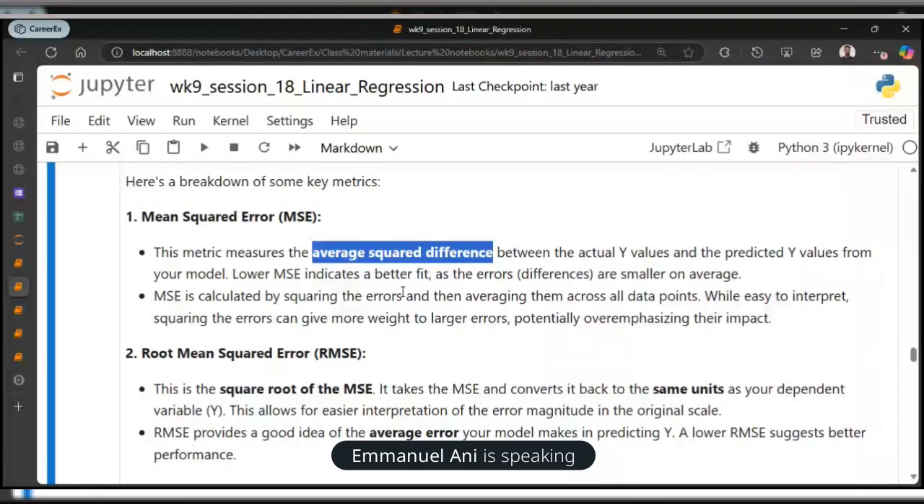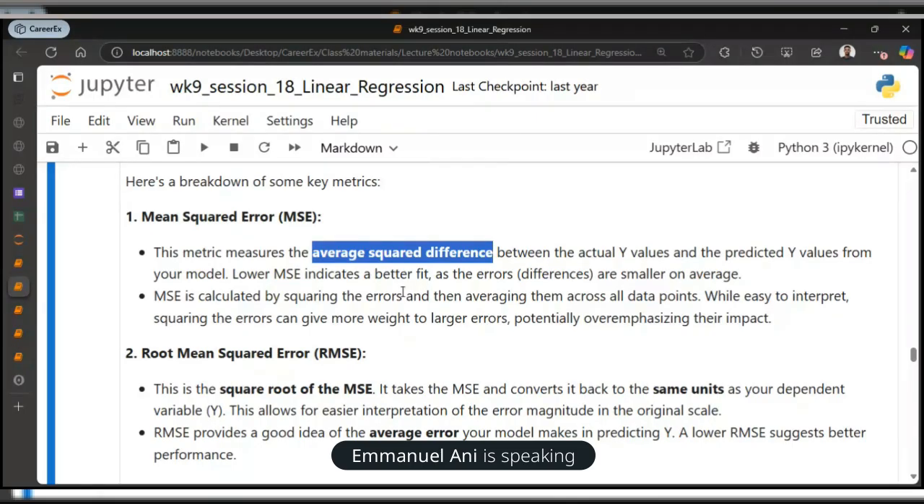So it gets that value for each of those data points. These differences are called errors. It adds up the errors and gets the mean, but it first gets the square of each of those errors before adding, and then gets the mean. As simple as that.